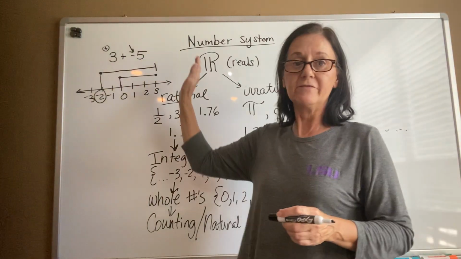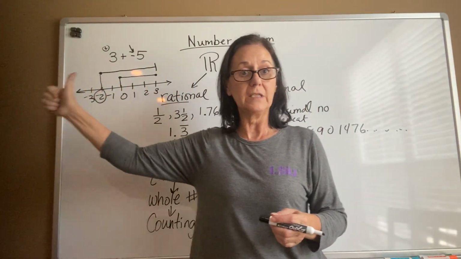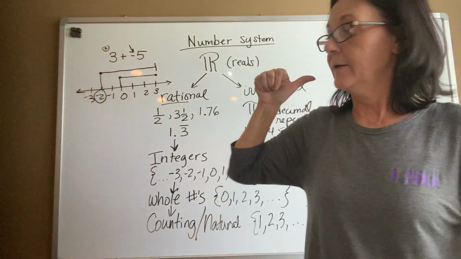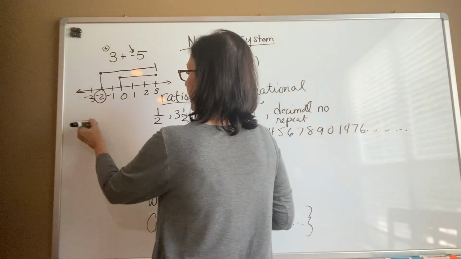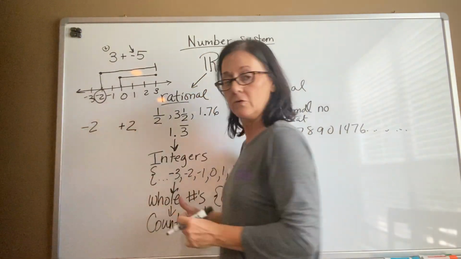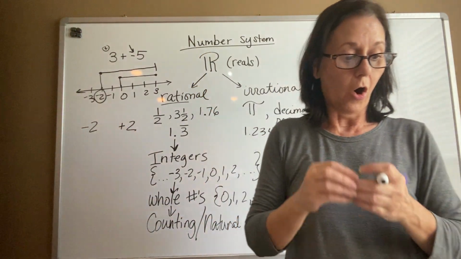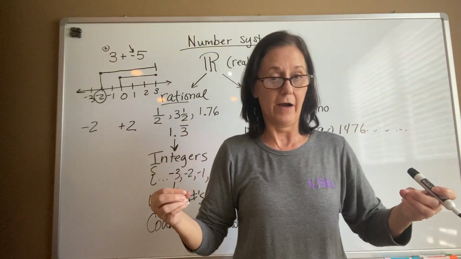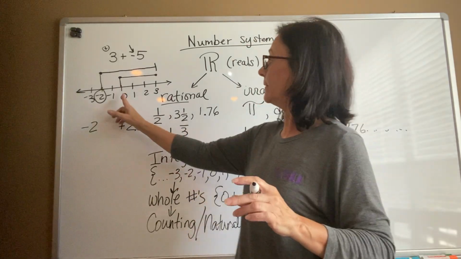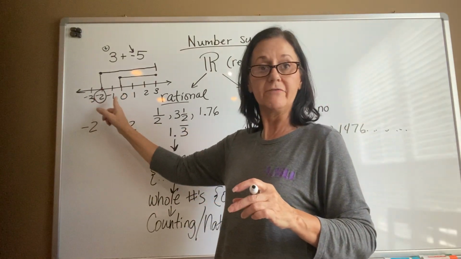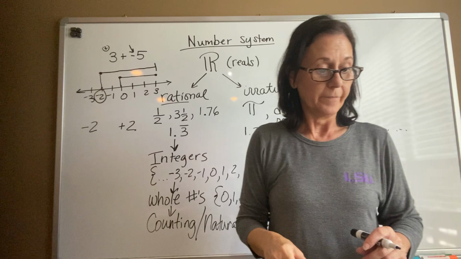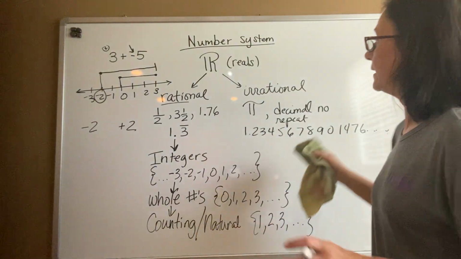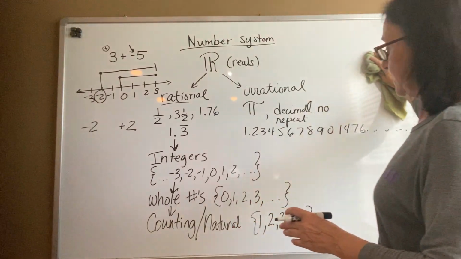So the -5 tells me to go in the opposite direction. The 3 tells me to go in the positive direction. If I were just to look at the numbers -2 and +2, they are opposite values. Because looking at the number line, -2 goes to the left, +2 goes to the right. All right, that's the number system.